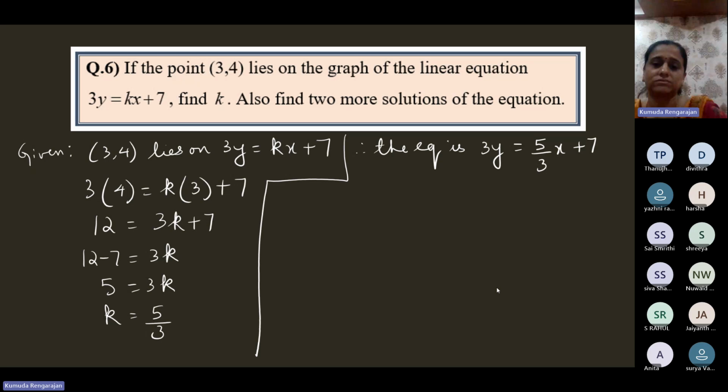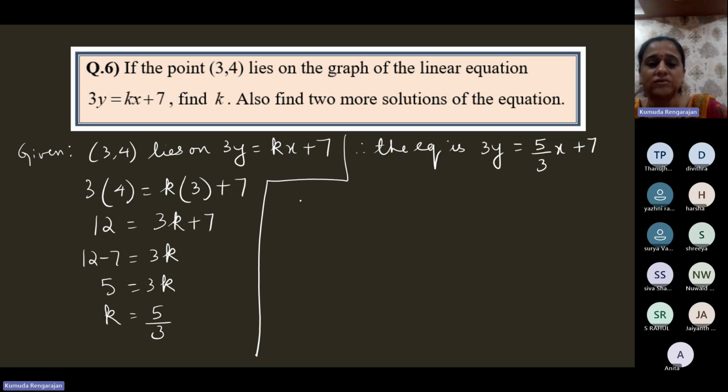Now, if you're not comfortable with the 3 in the denominator, you can take LCM, cross multiply, and write the equation in a different form. You can leave it like this. Okay, I'll do it both the ways, children. Now, supposing we leave it like this, now, further, we have to write two more solutions of this equation.